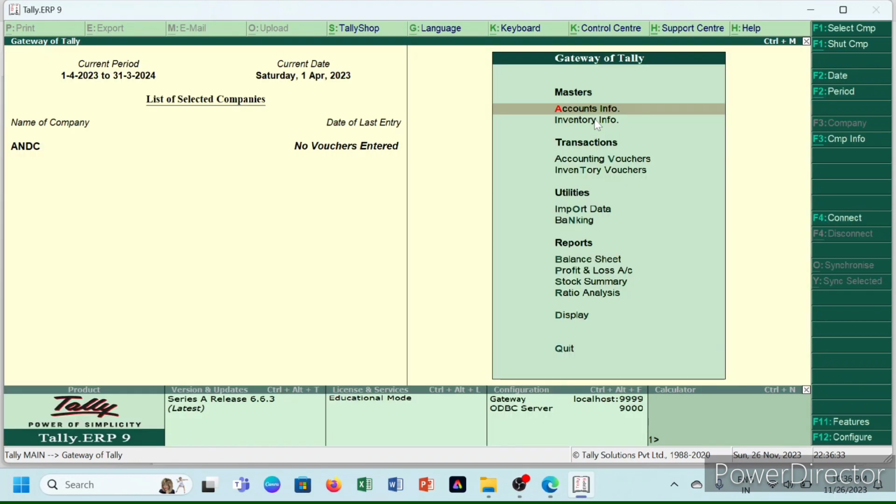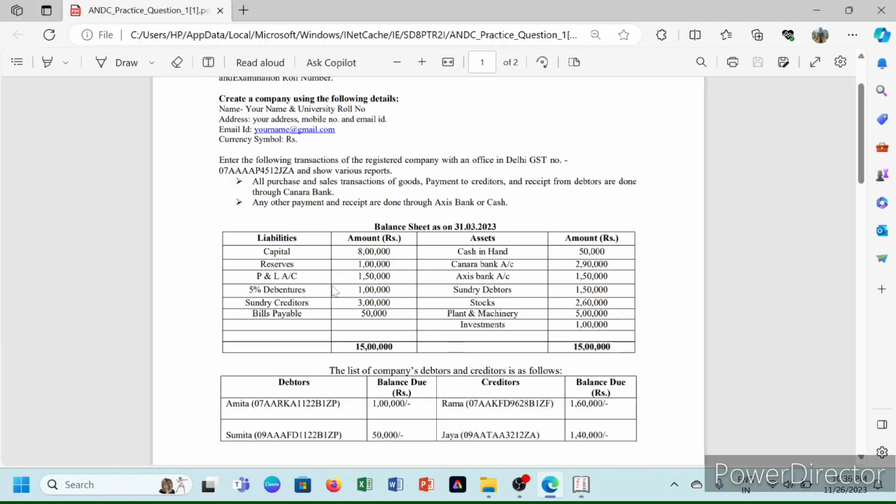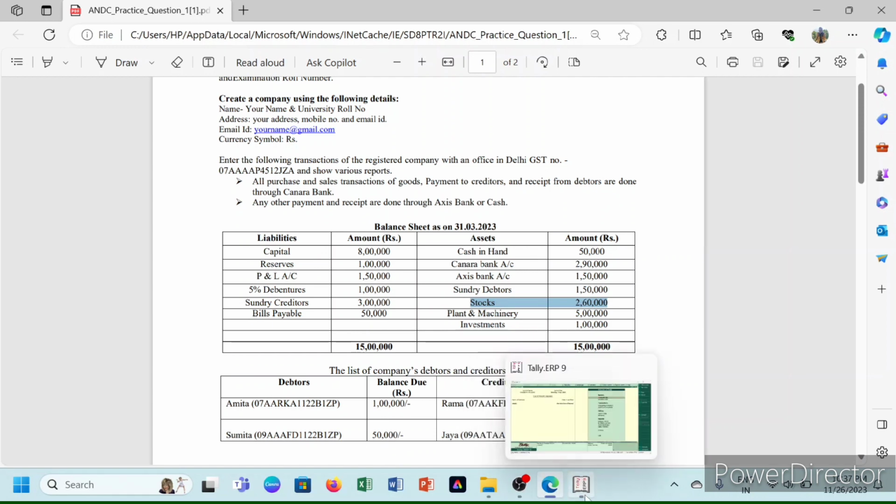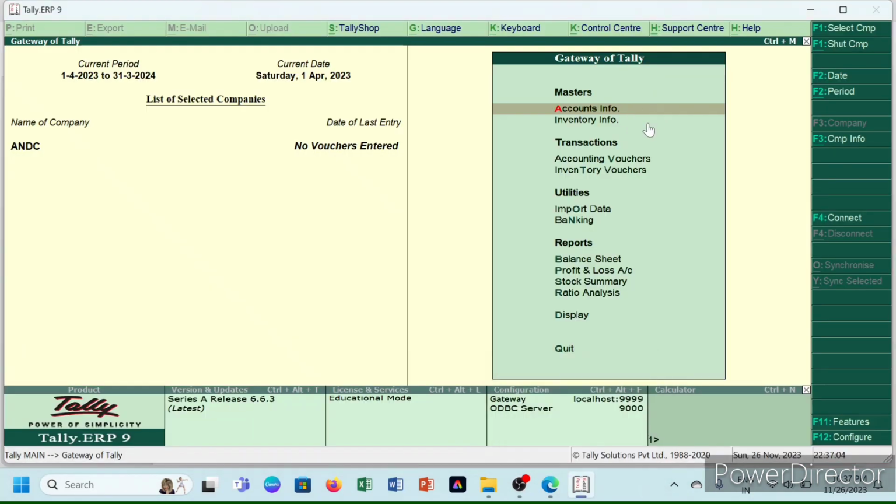Our next step is to create the ledgers. Mind you that from the whole balance sheet, 5 items will be made separately. 5 ledgers will be made separately. First, capital account will be made separately. Reserves, P&L account, cash account, creditors, debtors. And for stock, we have to prepare the inventory account. We have to put the stock amount in the inventory info, not the accounts info. So let's start preparing the ledger.